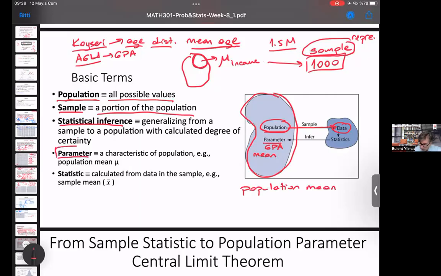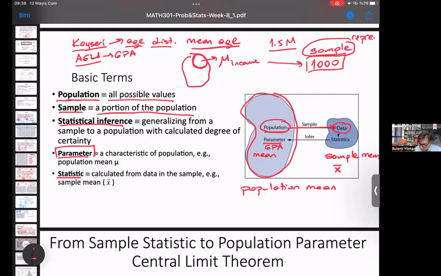Okay, parameter. But from the data, I will have a statistic, which is going to be the sample mean, for example. You know, sample mean can be different from the population mean, right? I may have 1.5 million people in Kayseri, and I'm choosing 1,000 people, and the sample mean can be totally different from the population mean, or it can be close to the population mean.